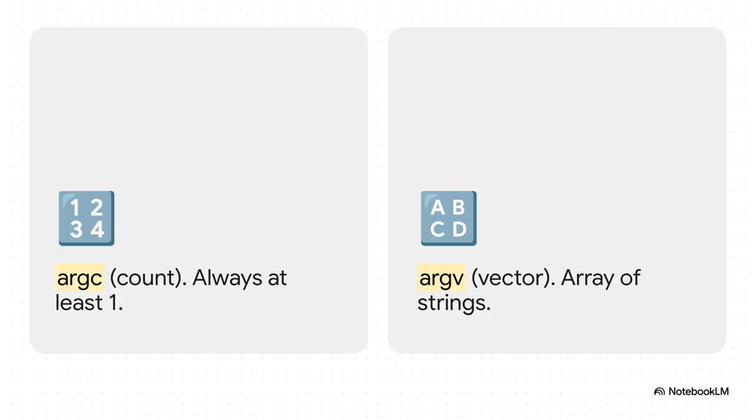First up is argc, which stands for argument count. This is just a simple integer that tells us the total number of items passed. Keep in mind this includes the program's name itself, so argc is literally always going to be at least 1.